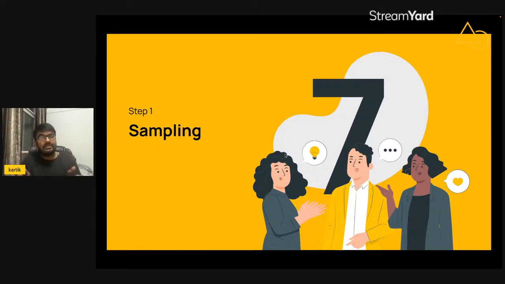But this needs to be the right amount of users. It doesn't apply in every scenario. Some people go up to 64 or 128 participants. There are multiple online methods to find your sample size, but for one-to-one open-ended interviews, 5 to 7 to 10 users are more than enough.